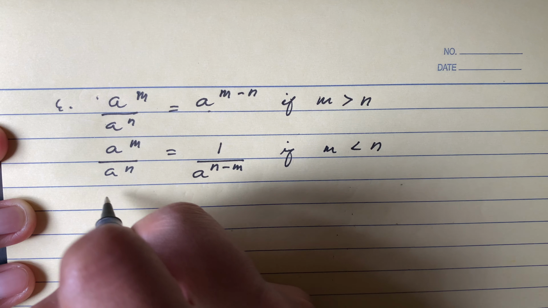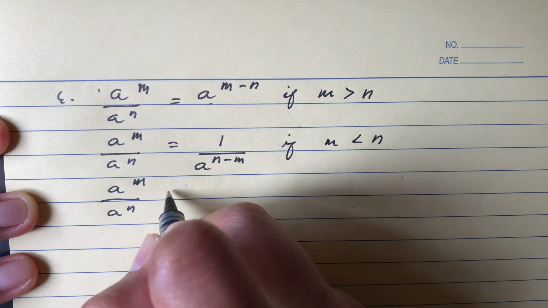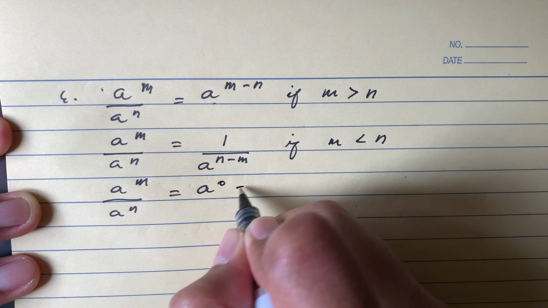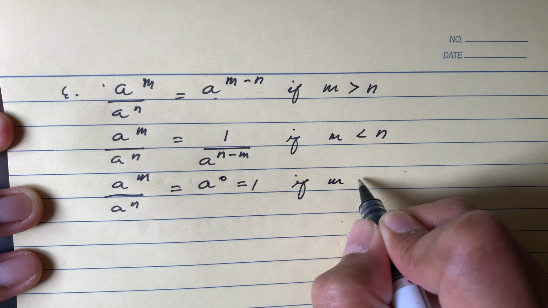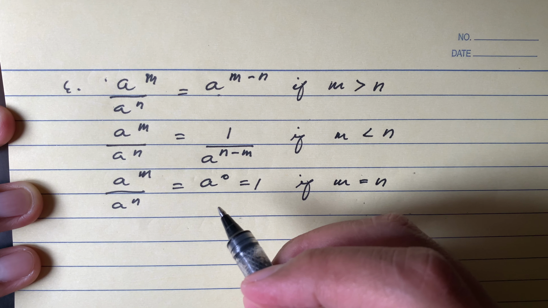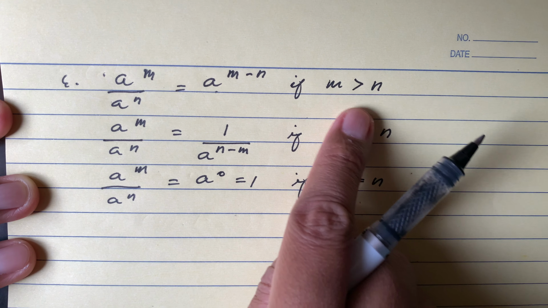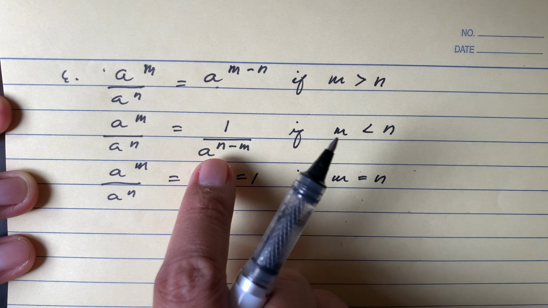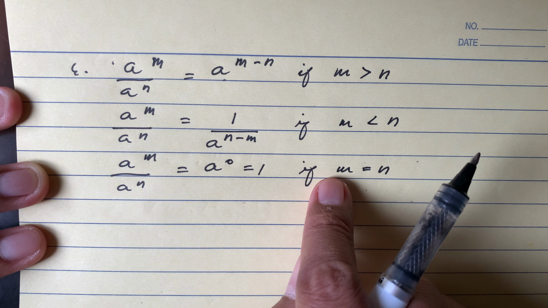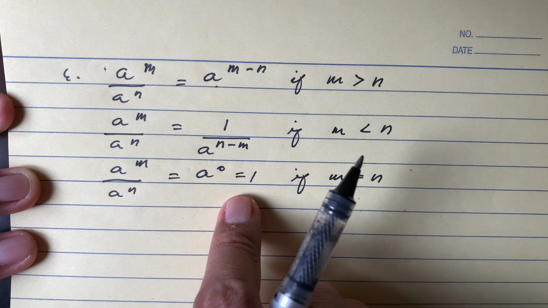Then the next, let's say we have a raised to m all over a raised to n. This would be equal to 1, let's say a raised to 0, or 1 if m is equal to n. So this is the quotient rule, the sixth law of exponent. You're going to use this simplification if m is greater than n, and you are going to use the following one if m is lesser than n. Then if m and n are both equal, the result would be equal to 1.